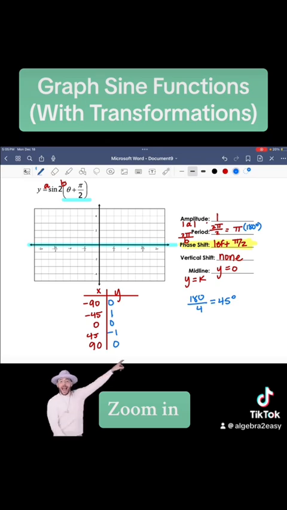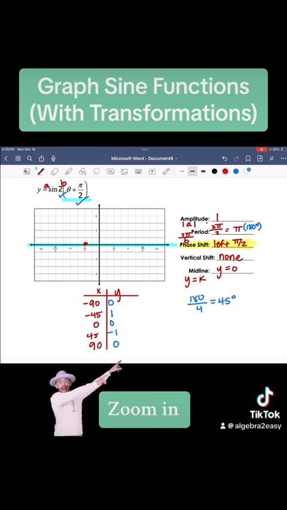So let's go back through our function. We had this 2 here that was in front of theta. Well, that involved our period, and we've already taken care of that by making sure that we divide it by 4 here. We also have theta plus pi over 2. We've already taken care of that by making sure that we started with negative 90 degrees. So we are ready to plot our points. We have negative 90, 0. So to the left at pi over 2, and then 0.